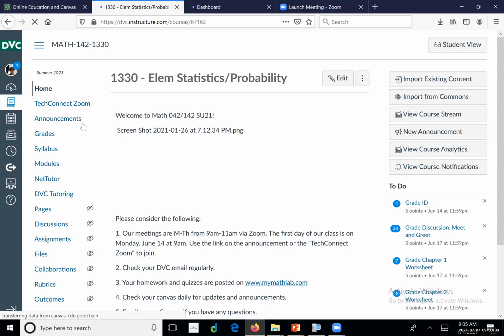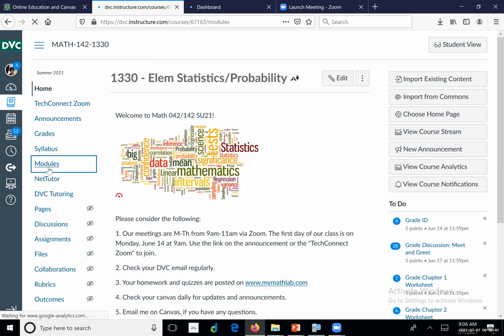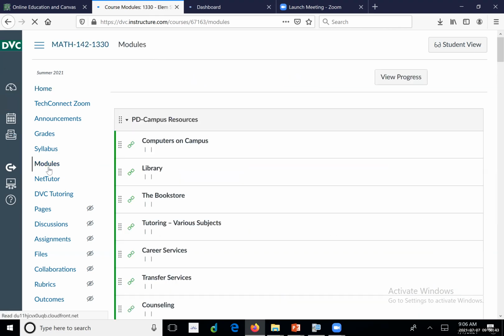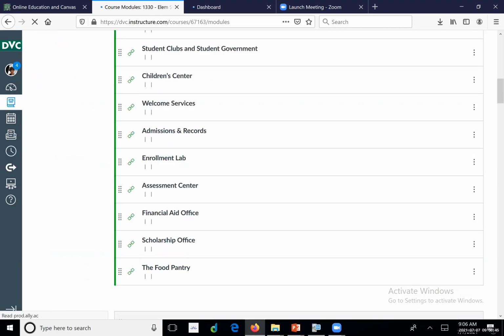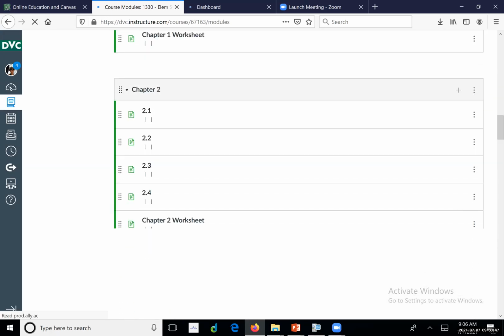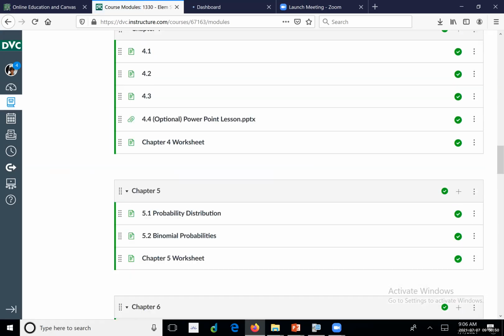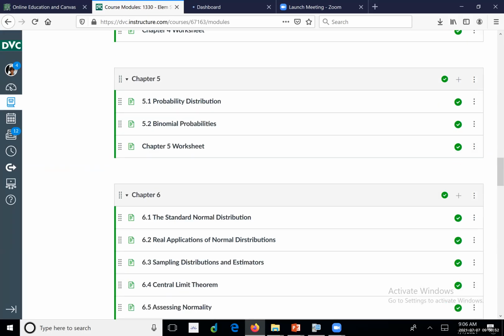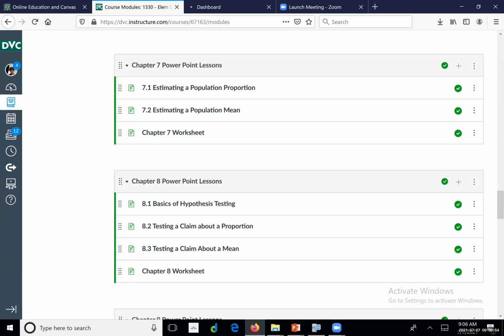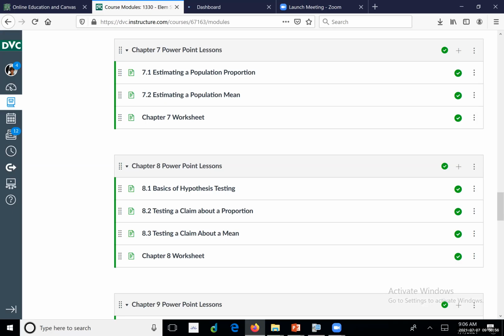Okay, let's go to the modules. Okay, hypothesis testing is our lesson for today, and then testing about a proportion and about a mean.